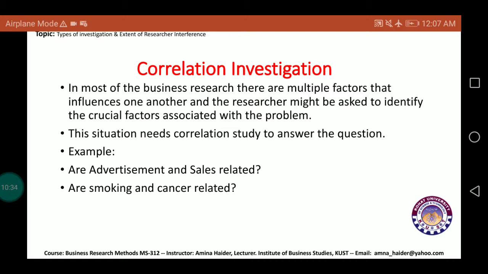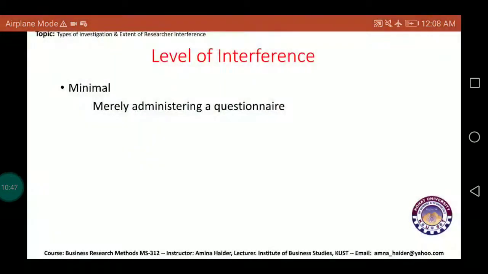So in other words, it is an inquiry to know the important variable associated with the problem. Such type of studies are correlational study. Now we will discuss the level of researcher interference in the study. The extent of interference by the researcher with the normal flow of work at the workplace has a direct bearing on whether the study is going to be a causal one or is going to be a correlational study.